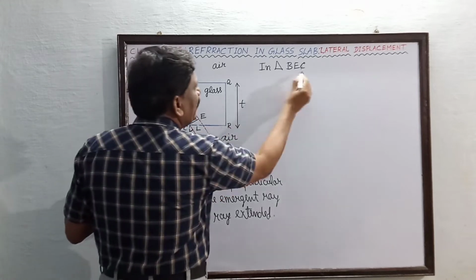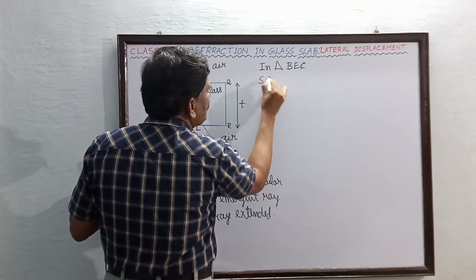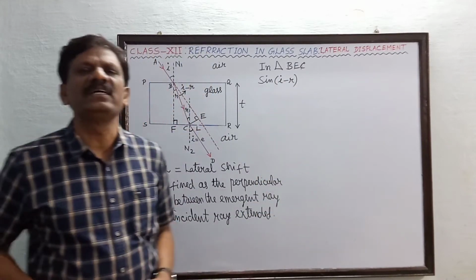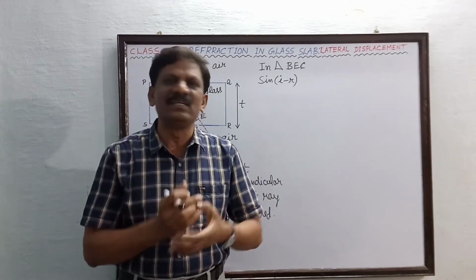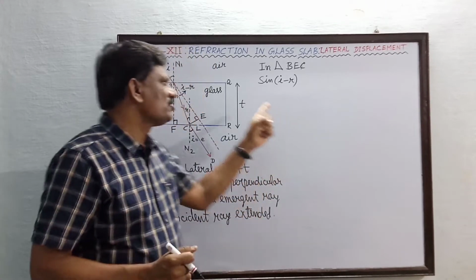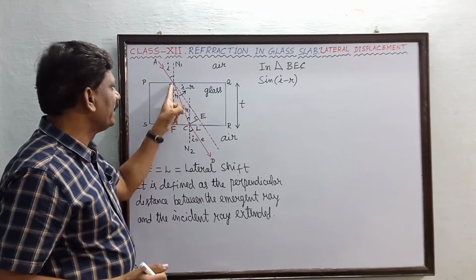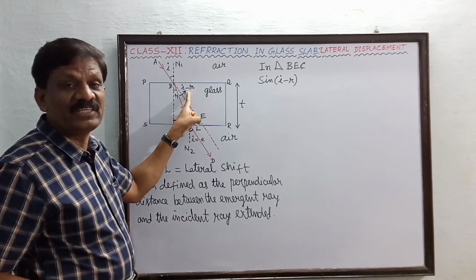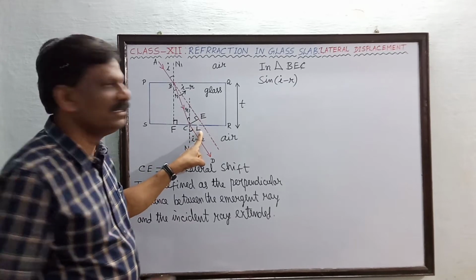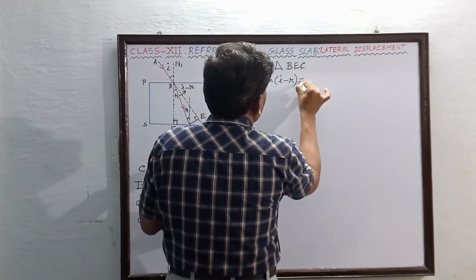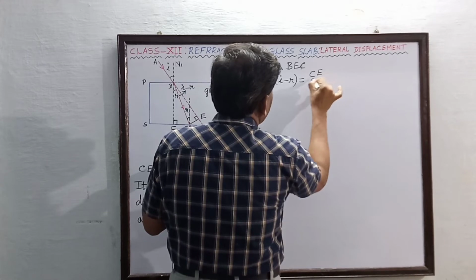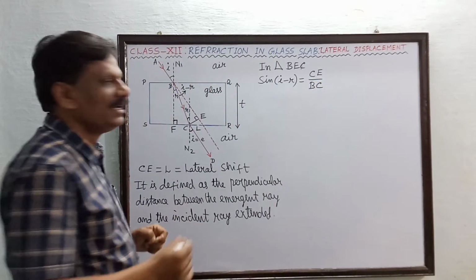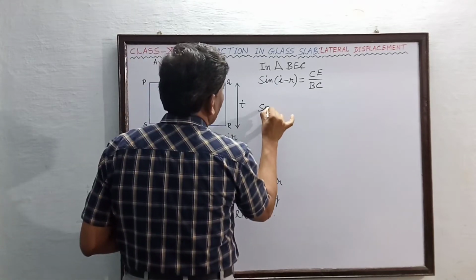So, in this triangle, what is the value of sine of I minus R? Sine theta is equal to what? Opposite side by hypotenuse. Which is the hypotenuse for this triangle? Opposite to 90 degrees, the side BC is the hypotenuse. And which is the side opposite to this angle of deviation I minus R? That is L, CE. So this is equal to the side CE divided by the side BC. Understand that? Or sine I minus R.